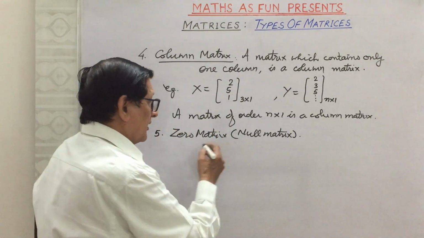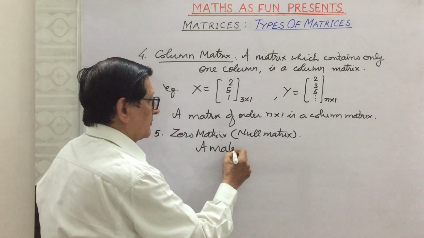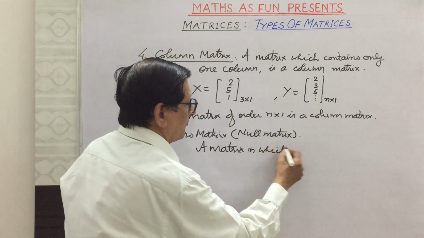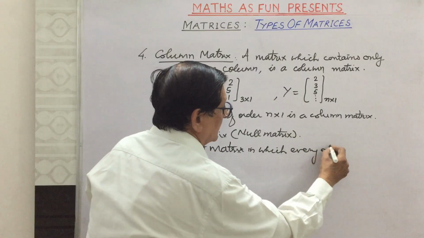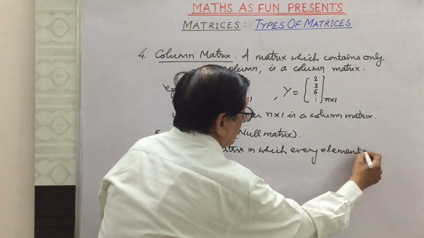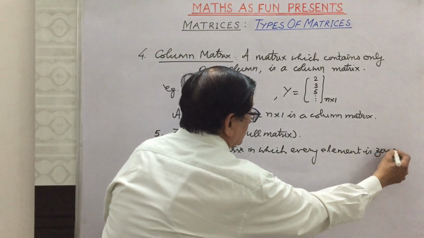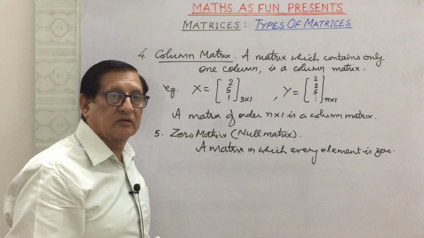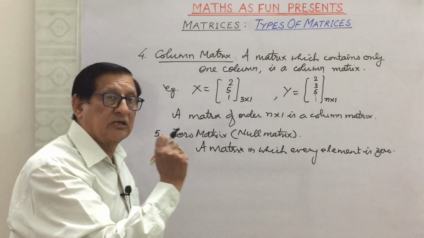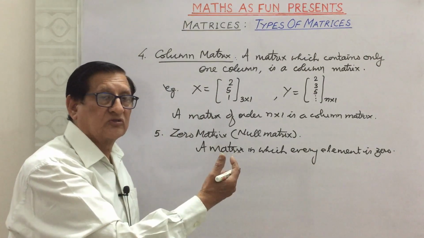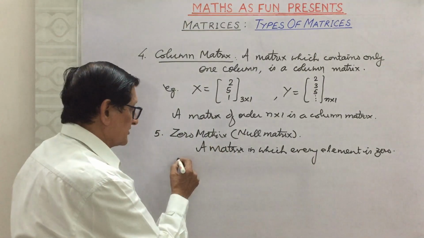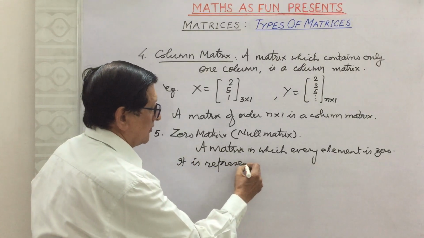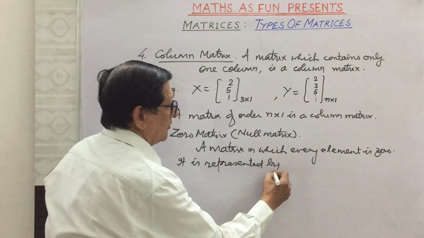So we say a matrix in which every element is 0 is a zero matrix or null matrix. We represent a zero matrix by 0 or O only. So we can say it is represented by O.